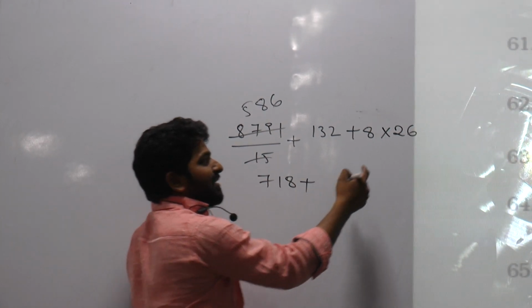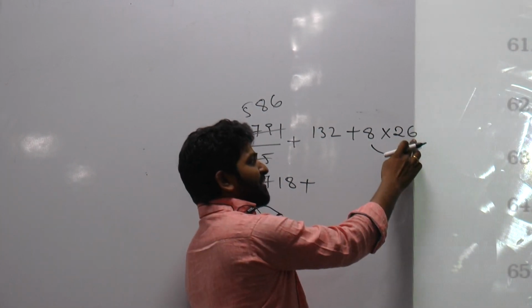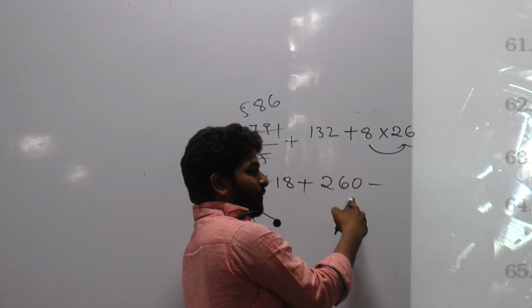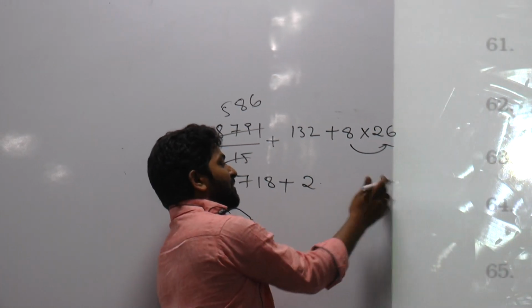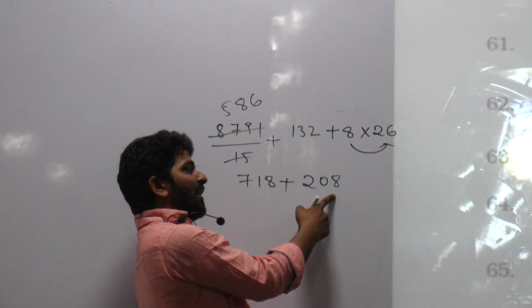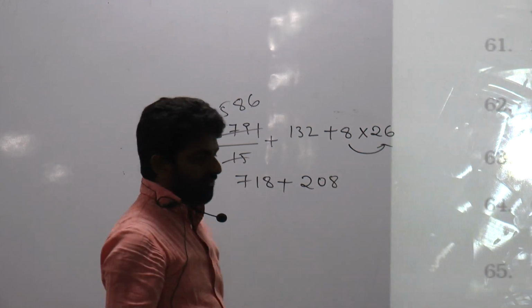718 plus 8 times this number. Take 10 times, subtract 2 times. 10 times this number is 260. Subtract 2 times, which is 52. Subtract 52, 208. 700, 200, 900, 18, 926. Fifth option.